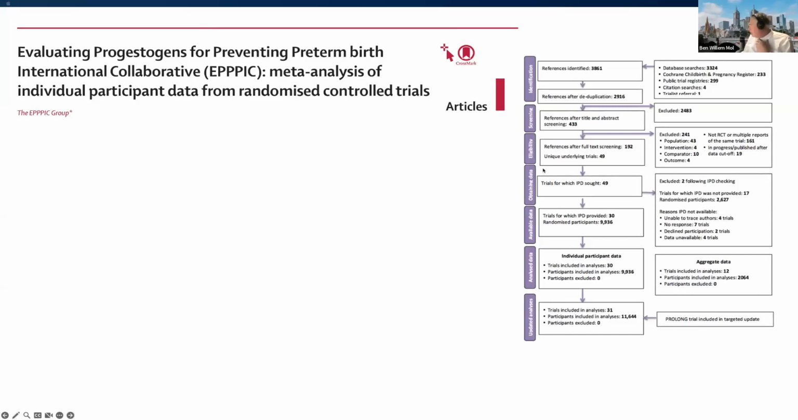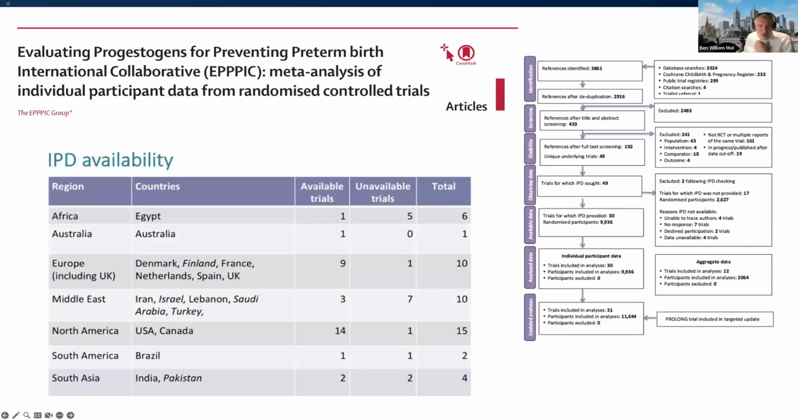And from the 49 available studies, and these relatively recent studies, 31 shared data. So from Europe, 9 out of 10, from North America, 14 out of 15. Australia was the best, 1 out of 1, 100%. But the problem came from, unfortunately, the Middle East, 3 out of 10. And Africa, Egypt, 1 out of 6 shared data.